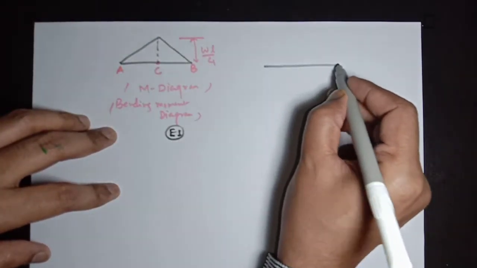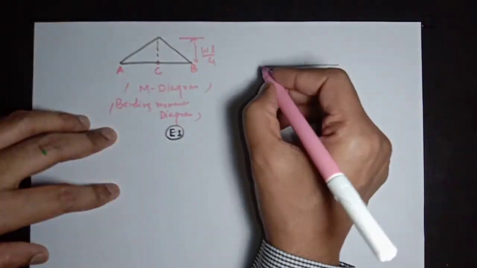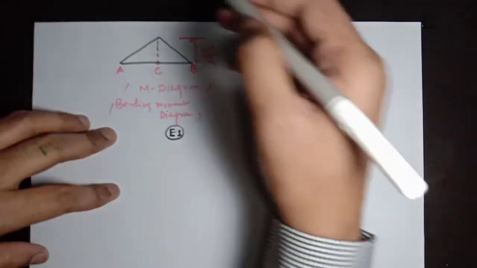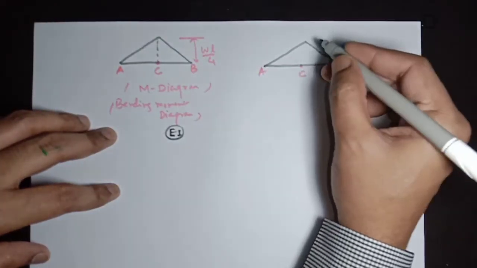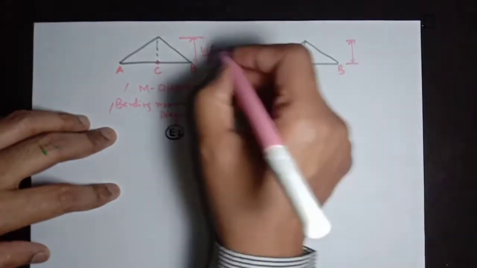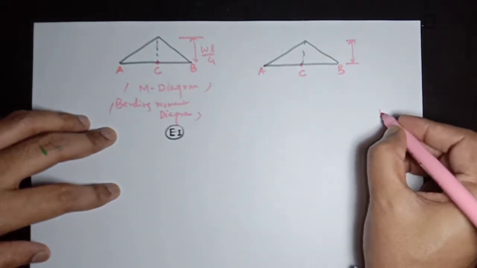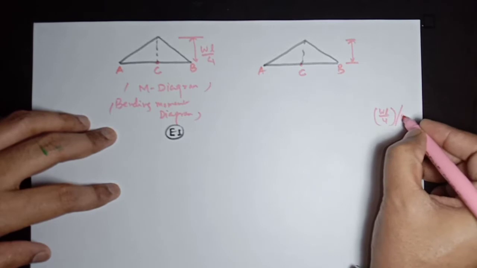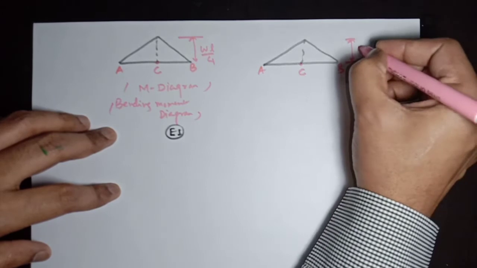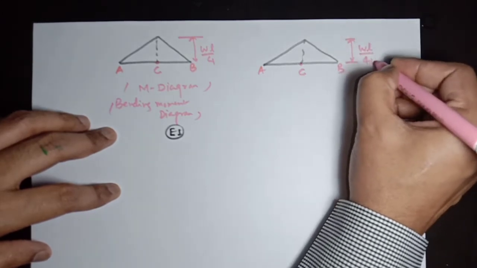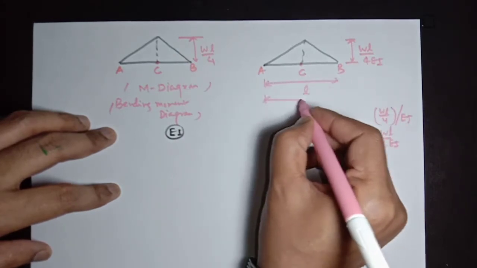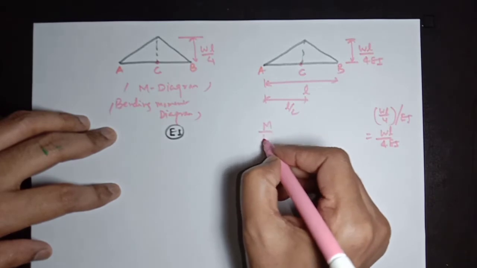So we can draw here the M diagram. This is the point A, this point is B, and the center of this beam is C, and here it will have the maximum value of M over EI. This value will be WL by 4 divided by EI, which gives a maximum value of WL divided by 4EI. The length of this beam is the same, and C is at a length of L by 2. This is the M over EI diagram.